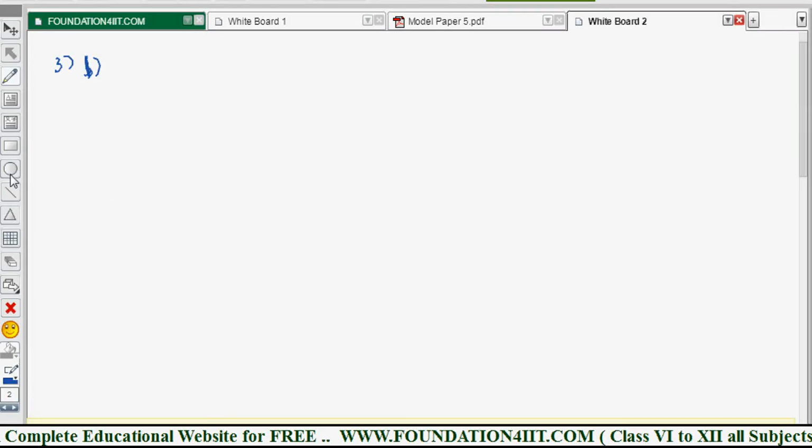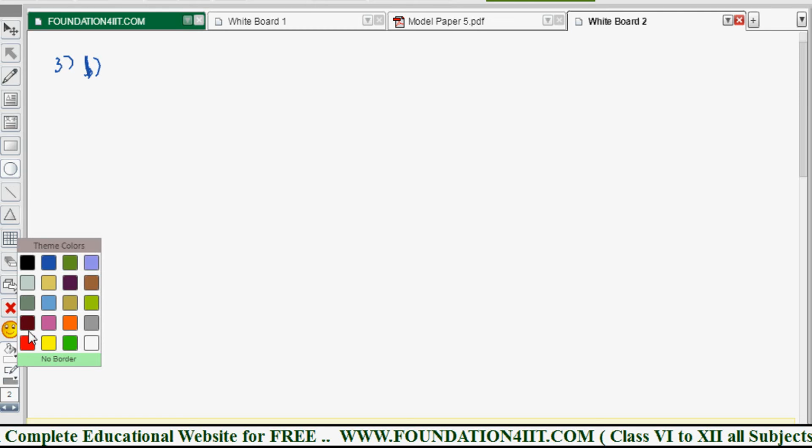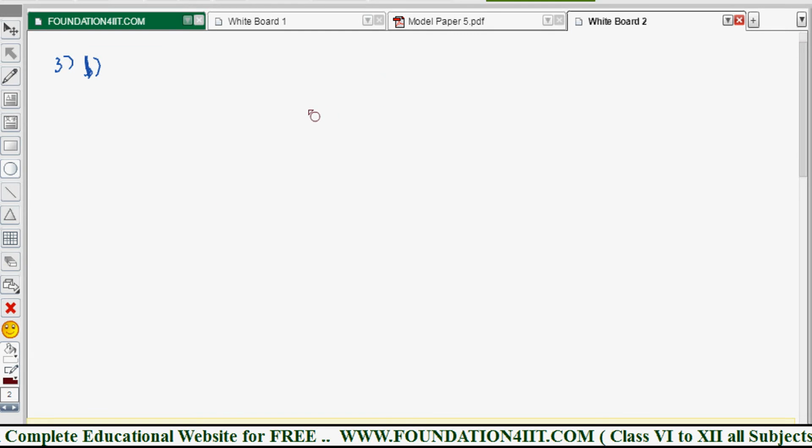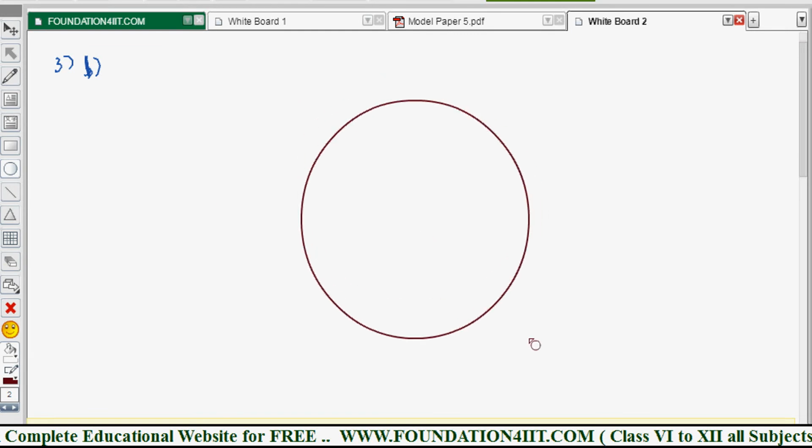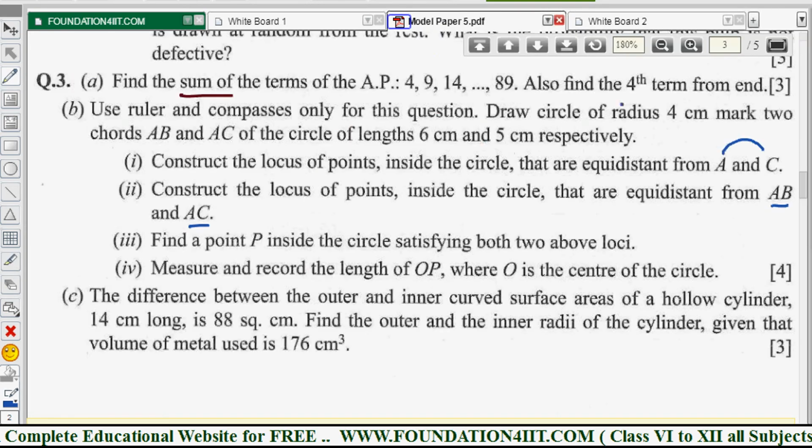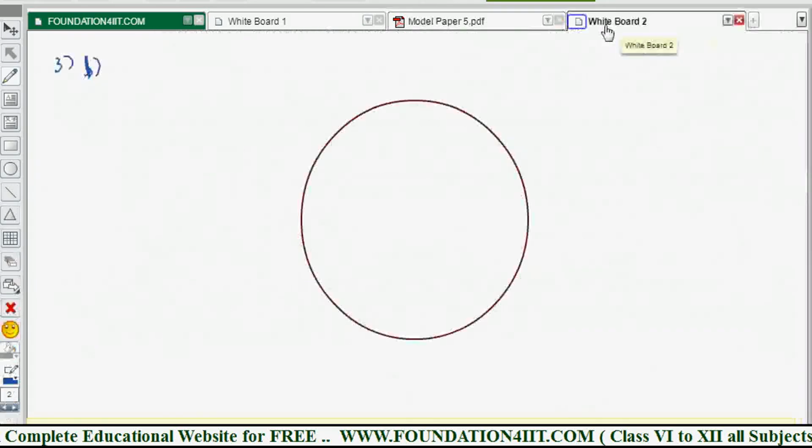Just roughly I draw the construction here. We need to draw the circle according to the given radius first. Then A, B, C. If you observe, draw the circle of radius 4 centimeters and mark two chords AB and AC. A is the common point, the lengths are 6 and 5 centimeters. One is 6, one is 5.